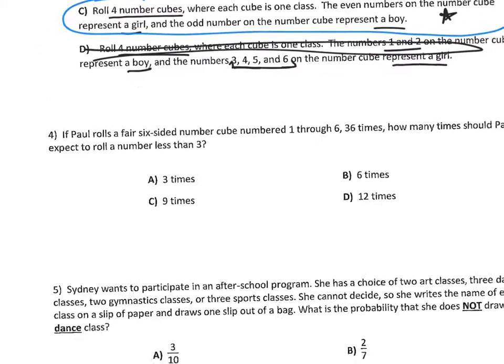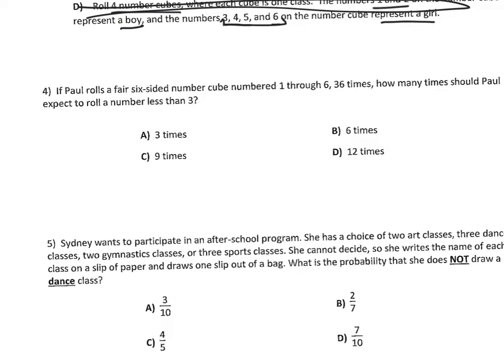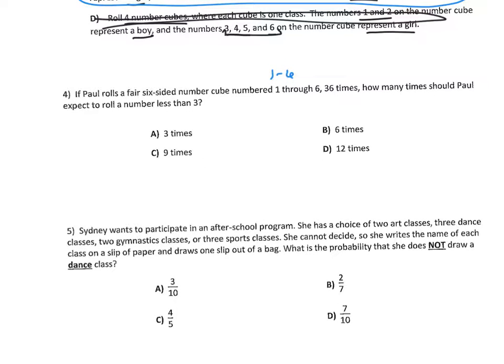Number 4, if Paul rolls a 6-sided number cube, a dice, numbered 1 through 6, 36 times, how many times should Paul expect to roll a number less than 3? So how many numbers are less than 3 on a regular number cube? 2. So 2 out of 6 on a normal number cube. Can I reduce that down? So it can be 1 over 3.